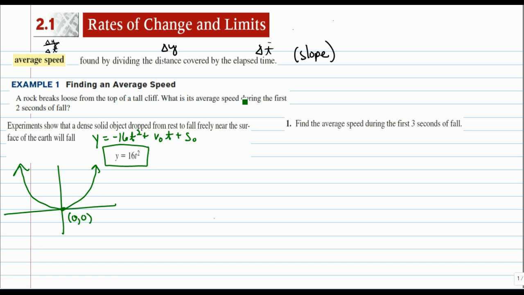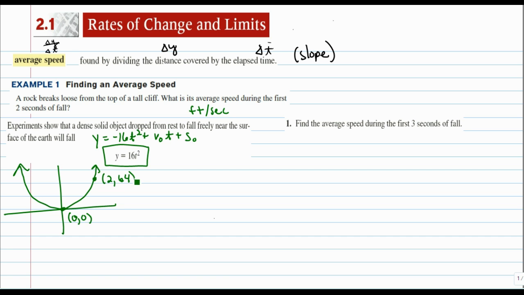Well, it doesn't give us units, but we're going to use feet and seconds. So at time 0, 0 seconds, the rock has traveled 0 feet. At time 2, the rock has traveled, let's see, 16 times 2 times 2, so 64 feet.